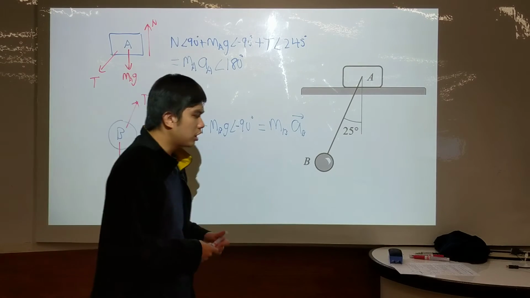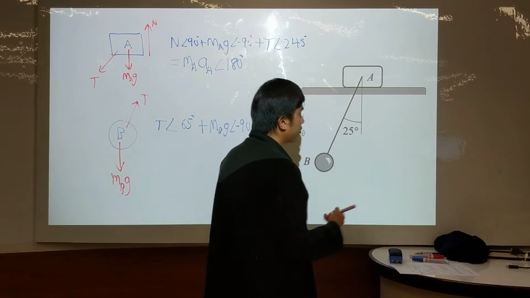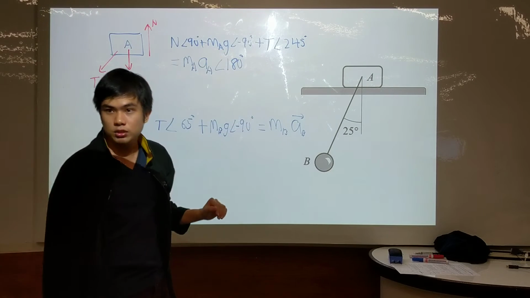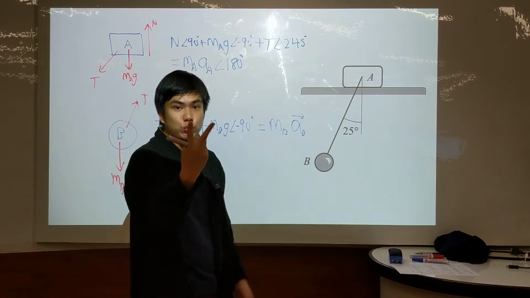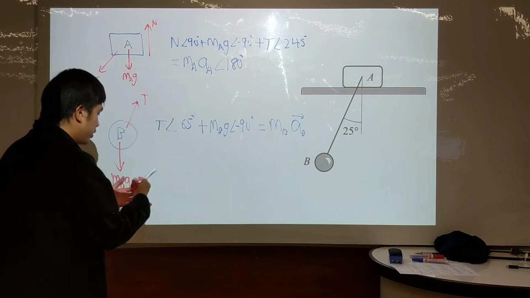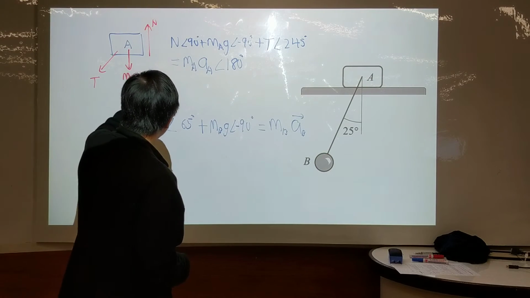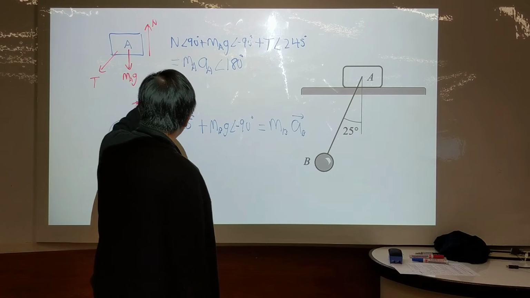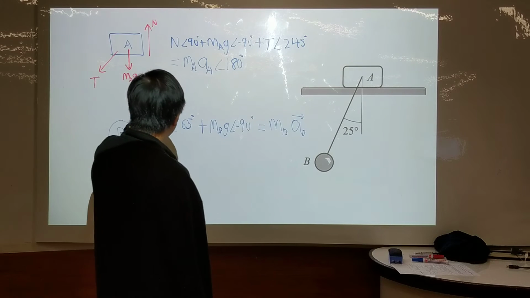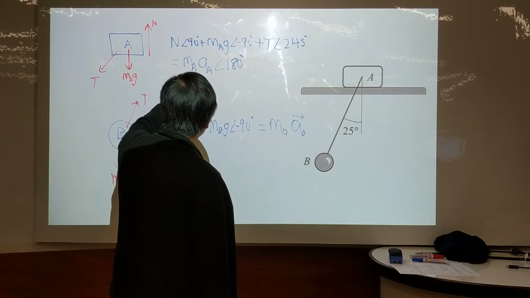Now let's take a look at this. How many unknowns do we have? How many equations do we have? First of all, we have two vector equations. So it means that we can solve 4 unknowns, right? For each vector equation, we can solve 2 unknowns. So let's see how many unknowns we have. We have 1 unknown, which is n. The normal force is unknown. We have 2 unknowns, which is t. We have 3 unknowns, which is acceleration of A.